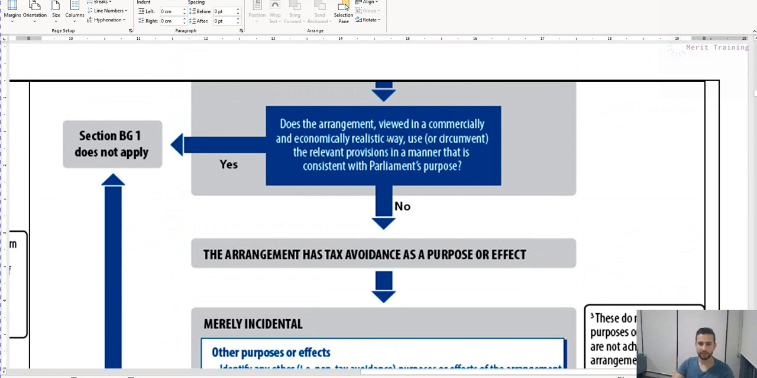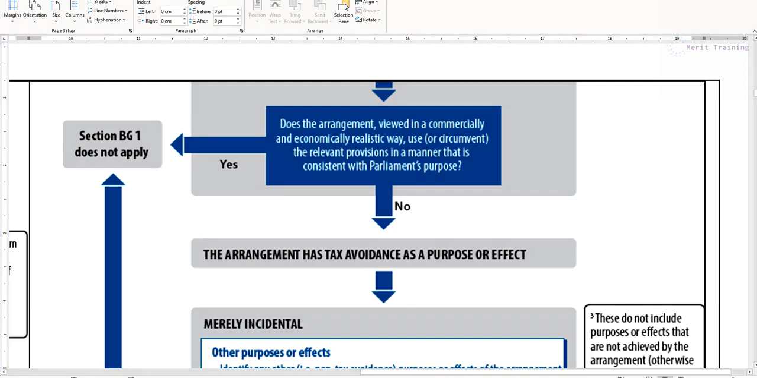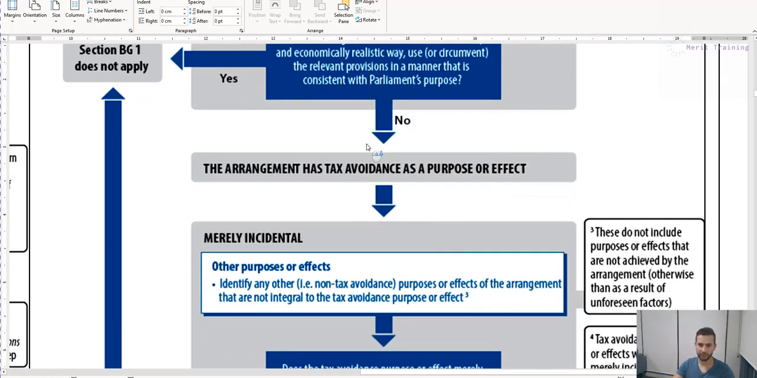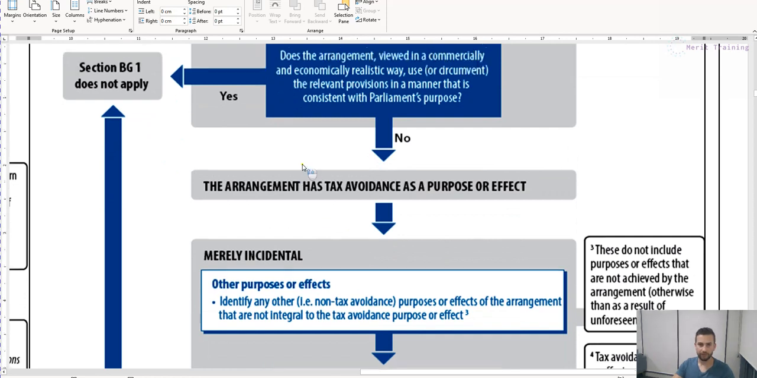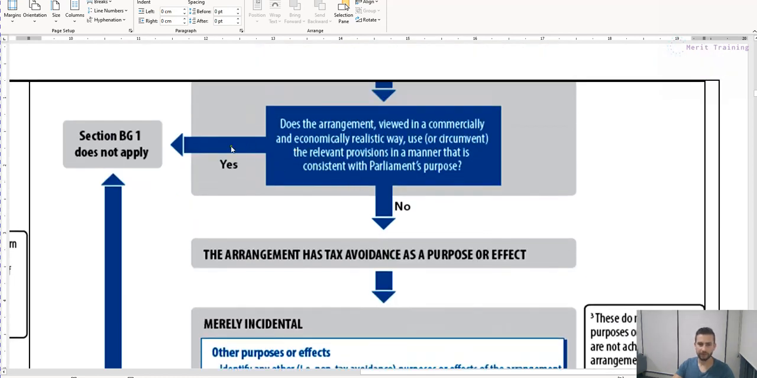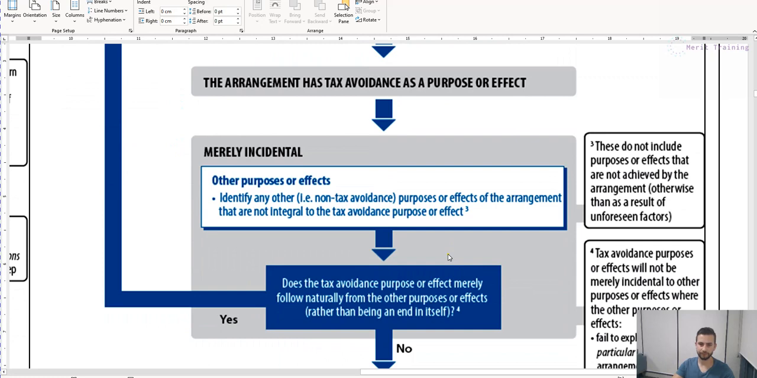Is it used to circumvent the relevant provisions in a manner that is consistent with Parliament's purpose? So in simple terms, what is the underlying meaning of the act, and has this acted in a way that was consistent with the purpose in the act? If the answer is no, they haven't acted with the intention of Parliament, then the arrangement has tax avoidance as a purpose.